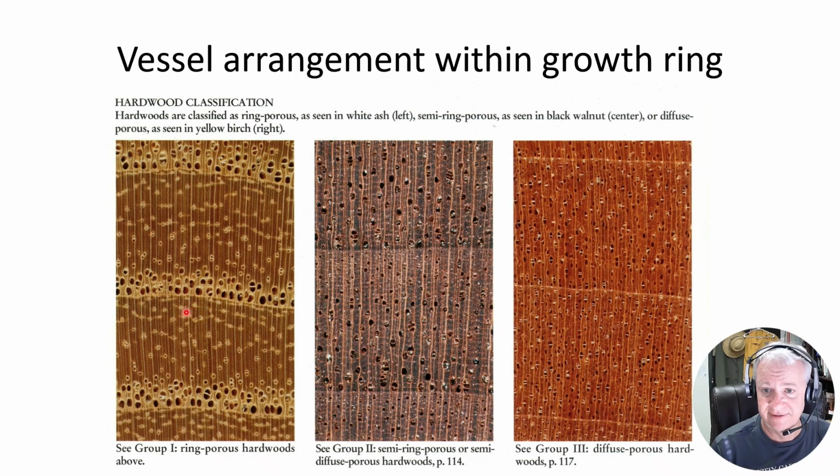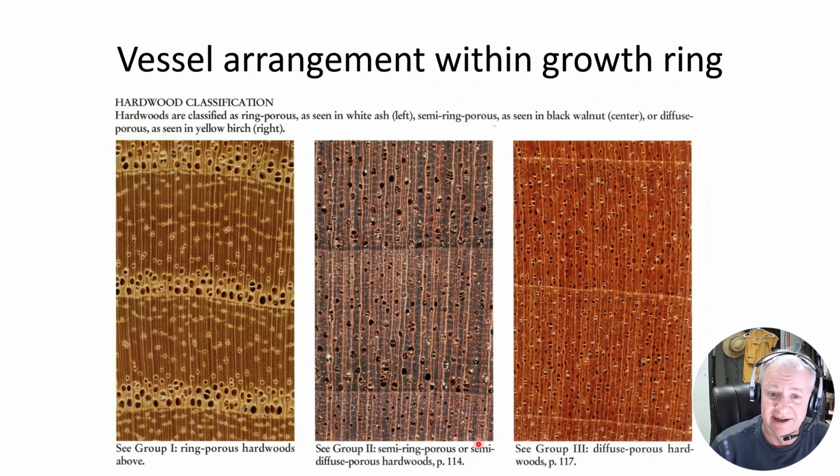That's ring porous. Diffuse porous is sort of the opposite, where we have a relatively uniform size distribution of vessels all across the growth ring. So there really isn't a gradation in vessel size across the growth ring, which means we really can't determine where early wood and late wood is.